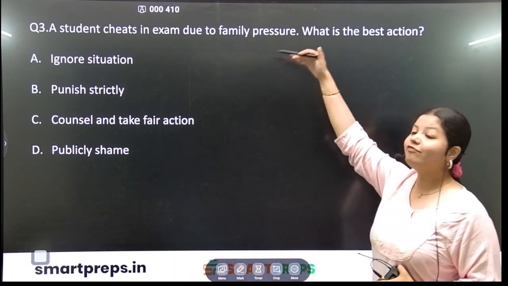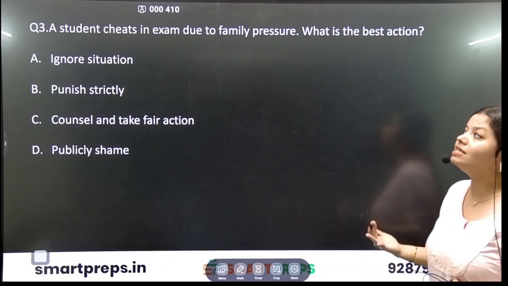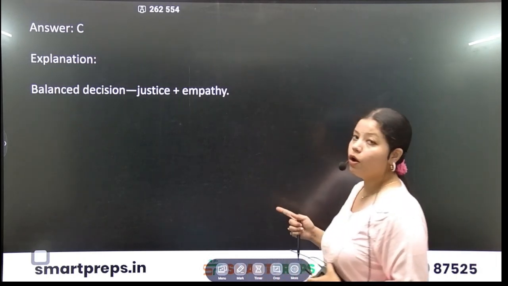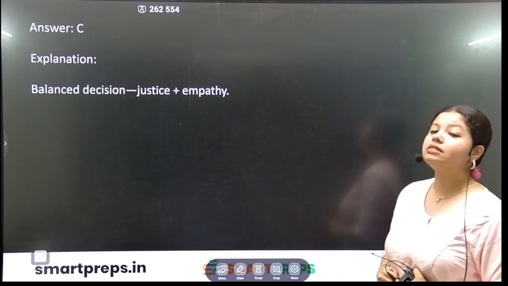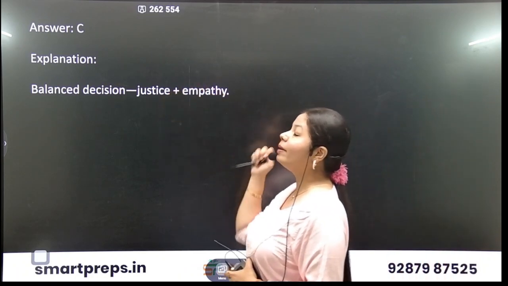What are the family pressures he is facing, or what are the challenges he is facing? Okay, so the answer is C. That will be the balanced decision. You will also give the student justice, and you will also have empathy.